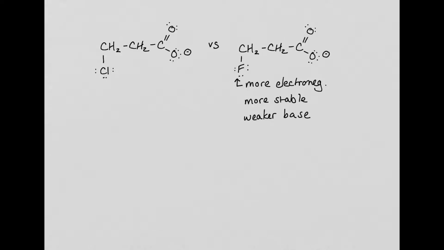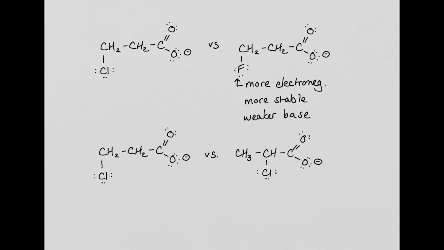Additionally, if we compare these two bases, the chlorine has a larger effect when it's closer to the negatively charged atom that it's stabilizing. Therefore, the ion on the right is more stable and is therefore a weaker base.